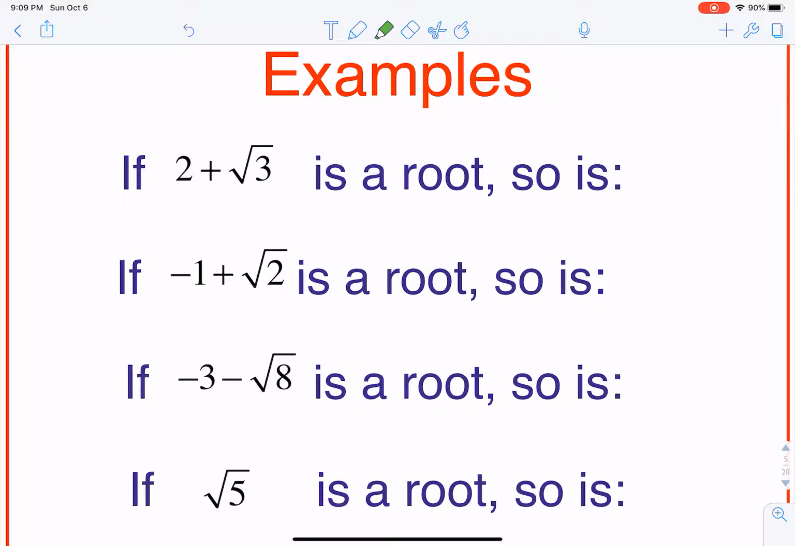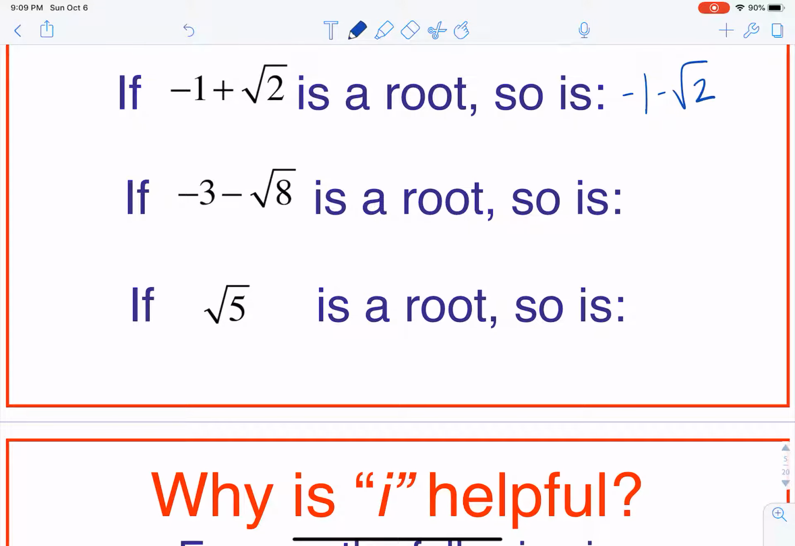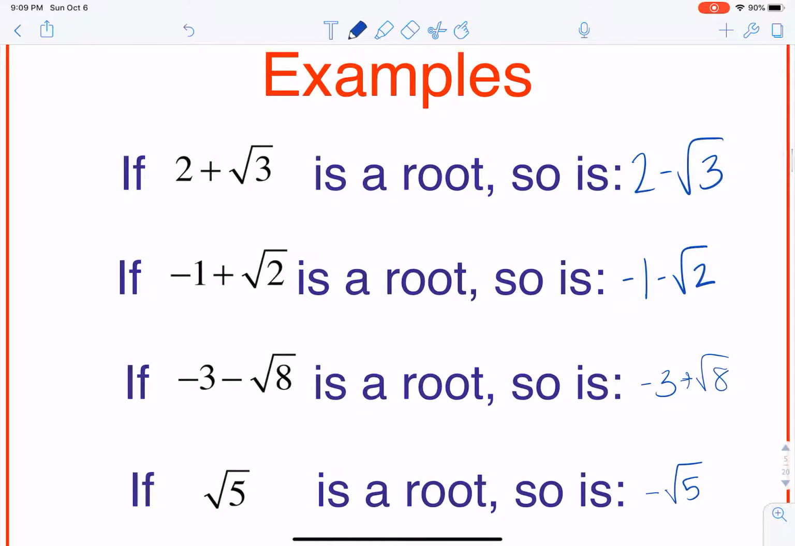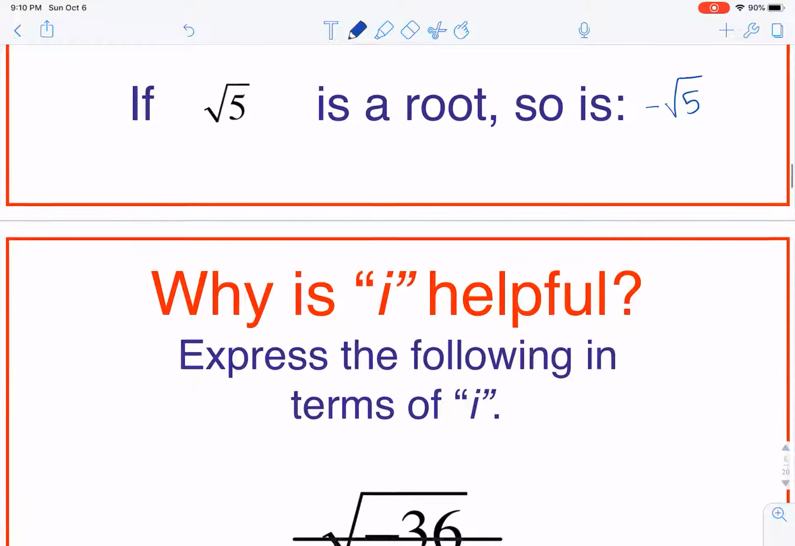So some examples: if 2 plus the square root of 3 is a root, so is 2 minus the square root of 3. If negative 1 plus the square root of 2 is a root, so is negative 1 minus the square root of 2. If negative 3 minus the square root of 8 is a root, we can also say negative 3 plus the square root of 8. And if the square root of 5 is a root, so is negative square root of 5. Again, square roots always have the positive and the negative piece to them.